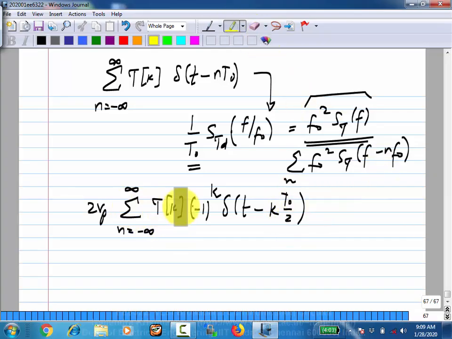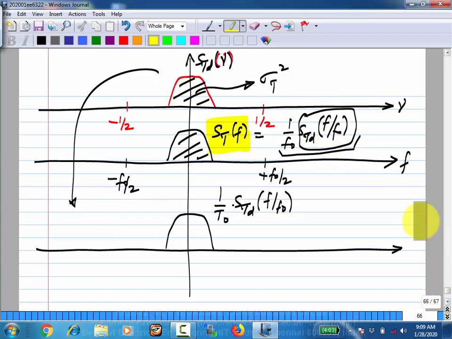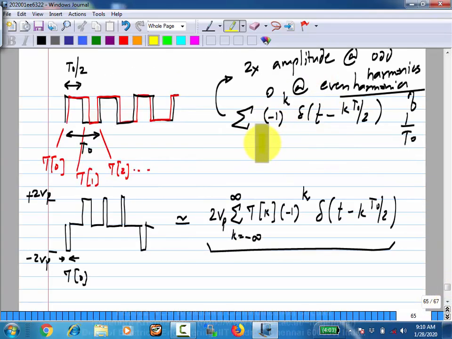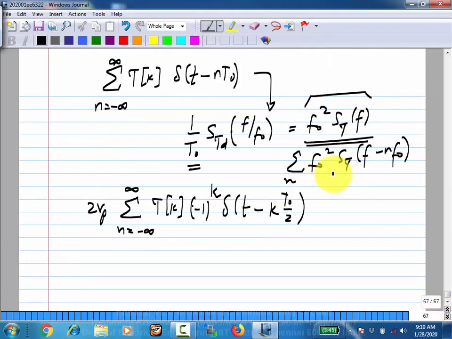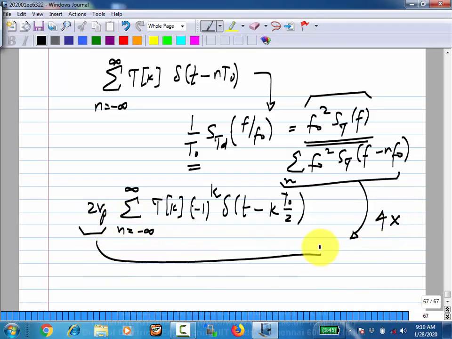As I said, this part of it, where is that? This one has the same spectrum as an impulse train with a period of T naught, but with double the amplitude at odd harmonics and 0 at even harmonics. Okay. So essentially, this gets multiplied by 4, that is 2 square. The amplitude gets multiplied by 2, the spectral density gets multiplied by 4. Okay. And then you have 2Vp here, scaling. So what happens because of this? So this gets multiplied by 4Vp square.